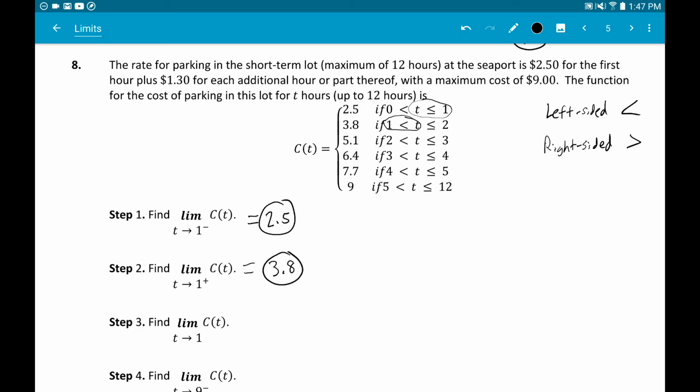For step 3, the two-sided limit. What did we say earlier about two-sided limits? If the left and the right-sided limit are different, then the two-sided limit doesn't exist. So basically, since the left was 2.5 and the right was 3.8, those are not the same. So the two-sided limit does not exist, because they're not the same thing.